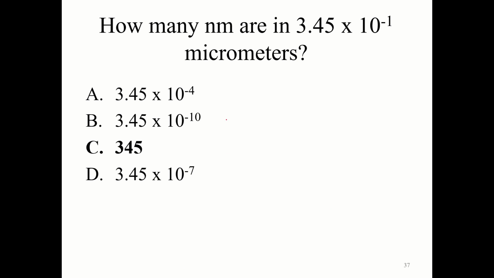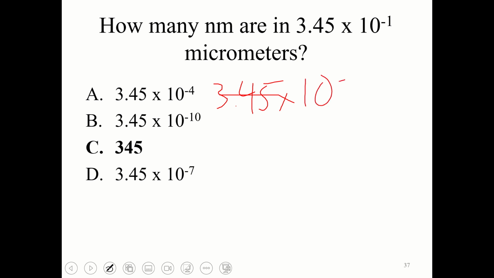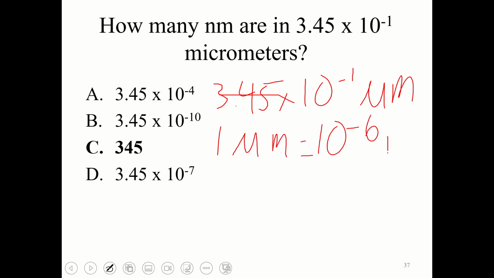So let me briefly explain how you would do this problem. So we've got 3.45 times 10 to the negative first micrometers. So I want to first convert from micrometers to meters, and then from meters to nanometers. So I need to write some conversion factors. So 1 micrometer equals 10 to the negative 6 meters. And then I'll also say 1 nanometer equals 10 to the negative ninth meters. So these are my conversion factors.